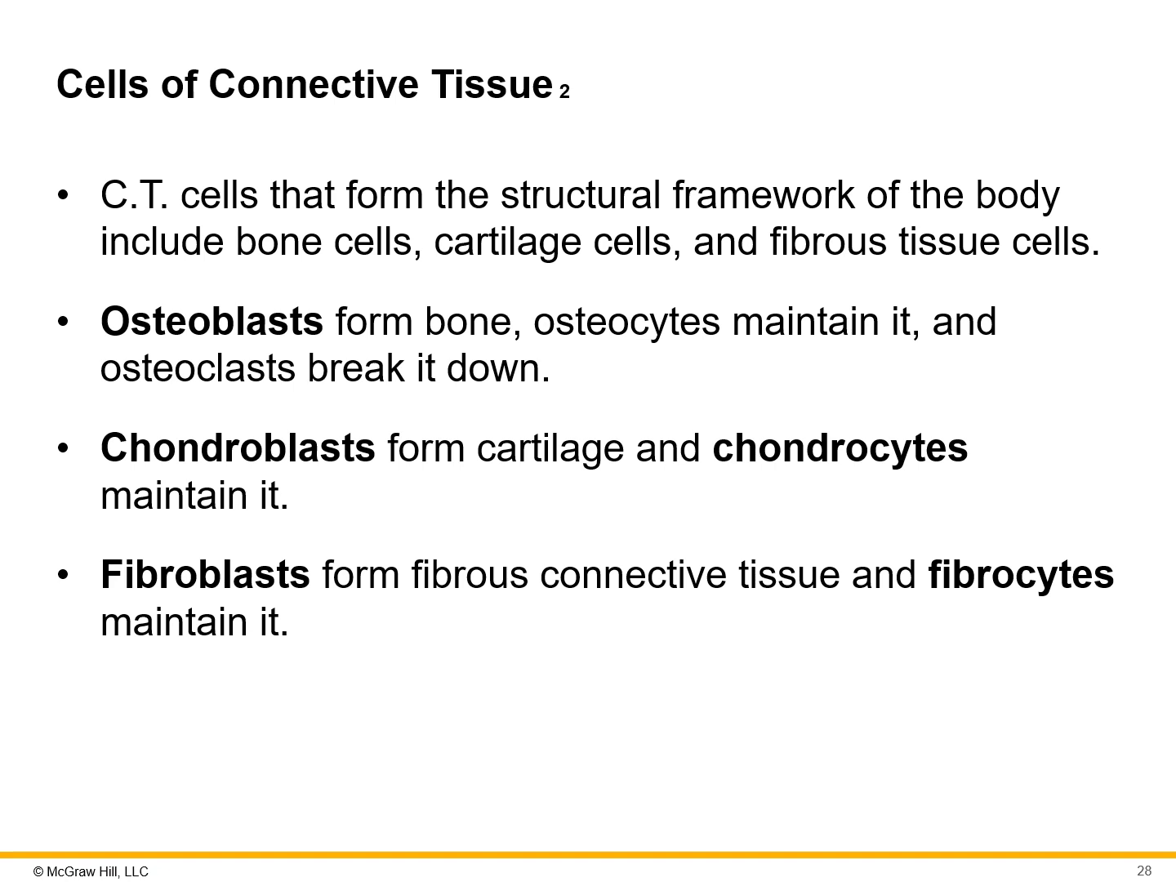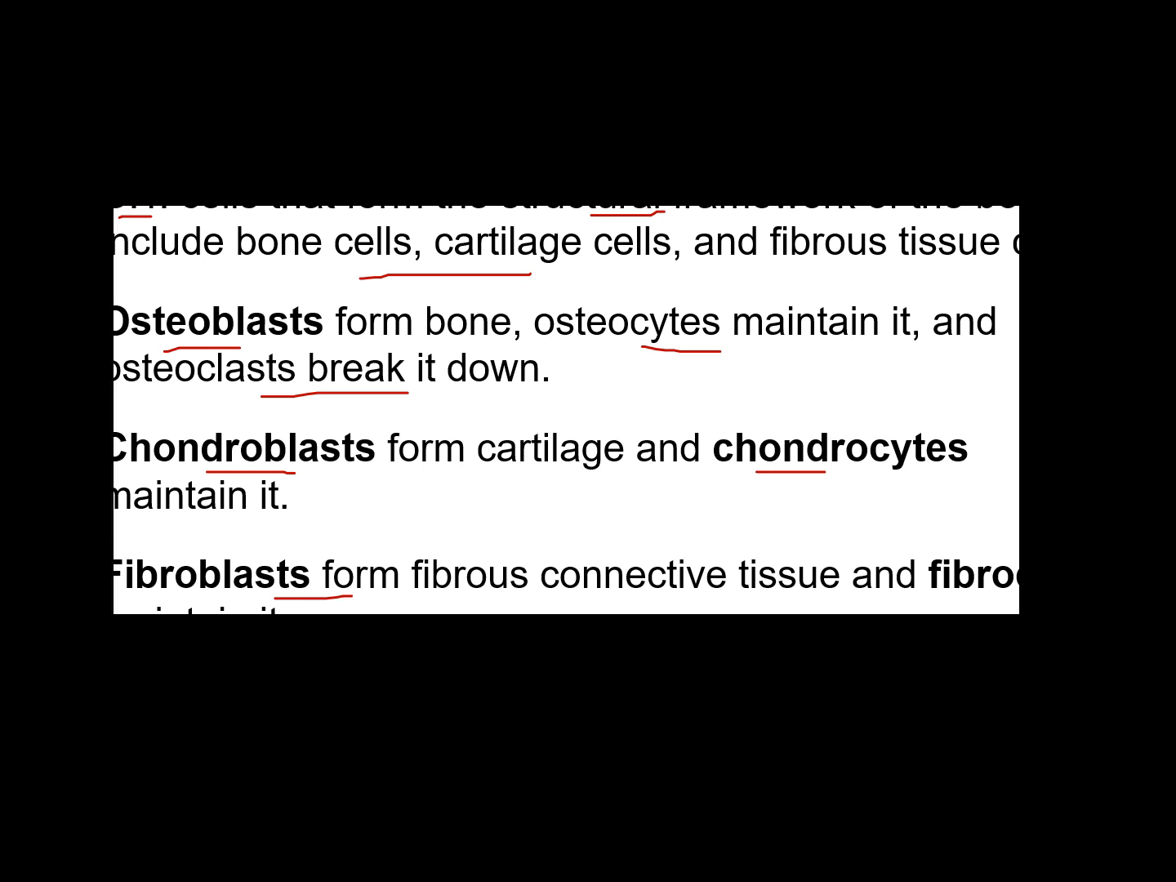All right, so these connective tissues, or CT, form the structural framework. This includes bones, cartilage, and fibrous tissue. Again, osteoblasts form the bone, osteocytes maintain it, and osteoclasts break it down. We have chondroblasts that make cartilage, and chondrocytes maintain it. We have fibroblasts that make connective tissue, and then the fibrocytes that maintain that fibrous connective tissue.